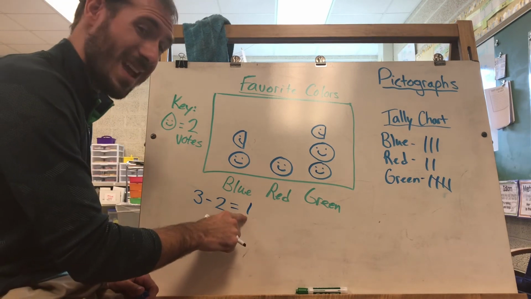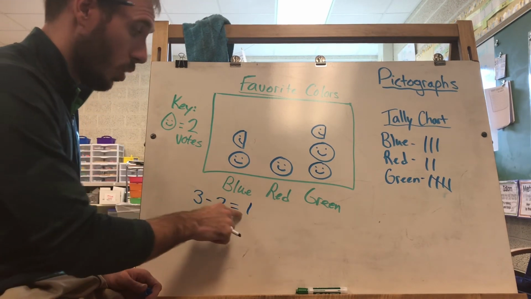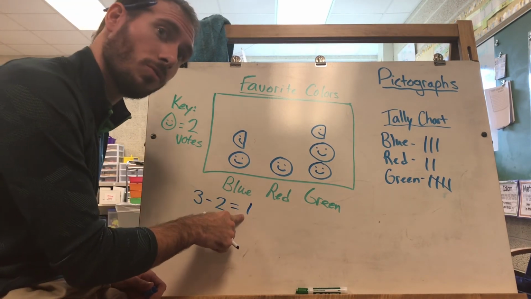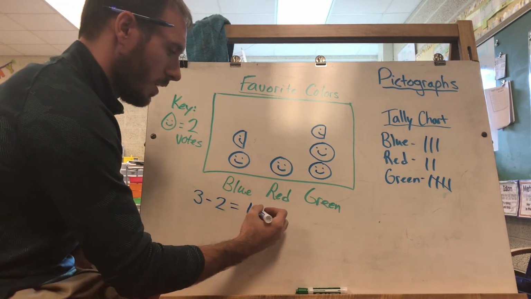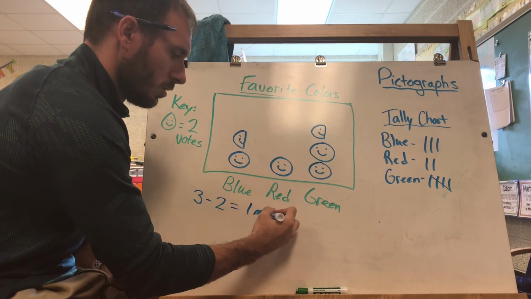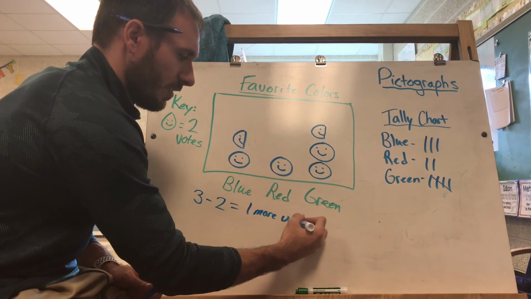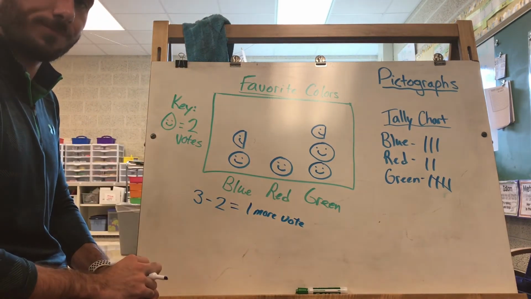Now, your label's not done yet because I asked my kids, what's the label? 1 pig, 1 fish, 1 iguana. Look at your information. It's going to be 1 more vote, because that's what we're voting for. We were voting for favorite colors.